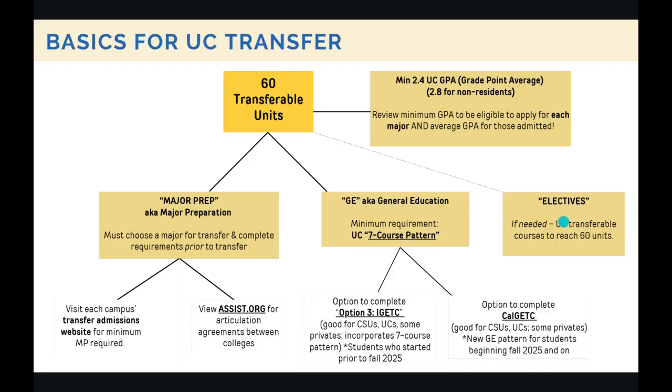For the 60 transferable units, those 60 units consist of major prep courses, GE courses, and potentially electives. Major prep courses, aka major preparation. Depending on the major that you have chosen to transfer, you will have specific major requirements for the particular major and school that you are considering applying to. And these major prep courses need to be completed prior to transfer.